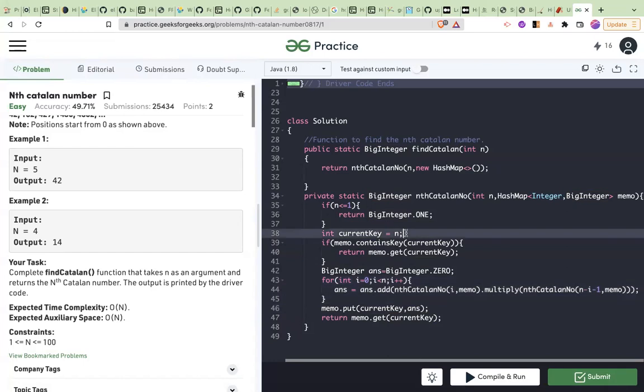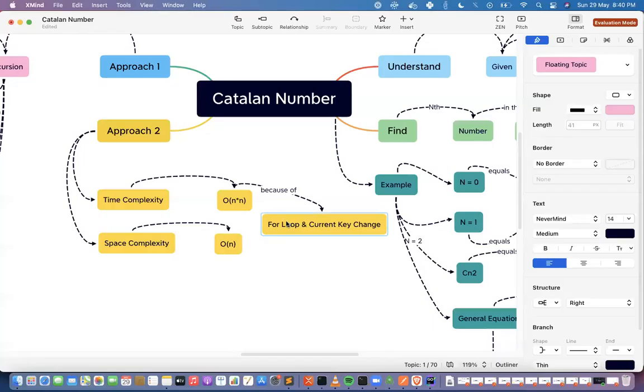And it would also be multiplied by the number of times the for loop gets executed. The for loop executes till n, so it will be executed n times. So this will be executed n times, and this will be executed n times. So time complexity becomes O(n) square, with the map also.